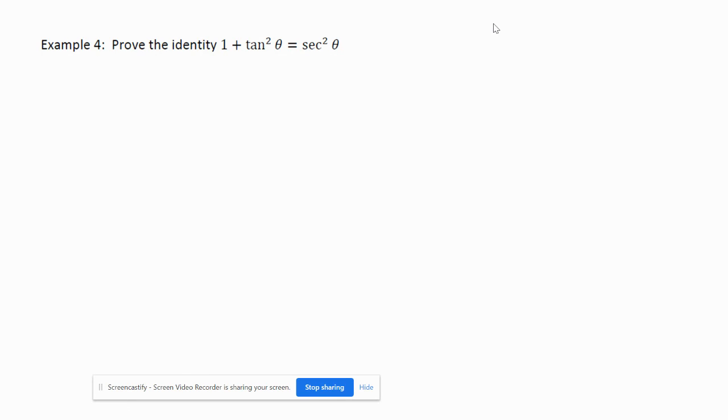Here we go. 1 plus tan squared equals secant squared. Here are a few identities that we're going to need to use for this one. Guys, these are just right off your formula sheet as well. We're going to be using these three identities for this question. So for the first one, 1 plus tan squared equals secant squared.